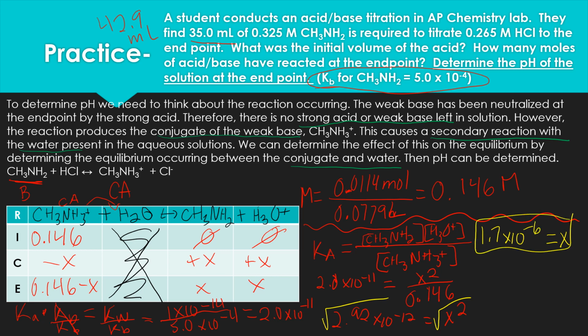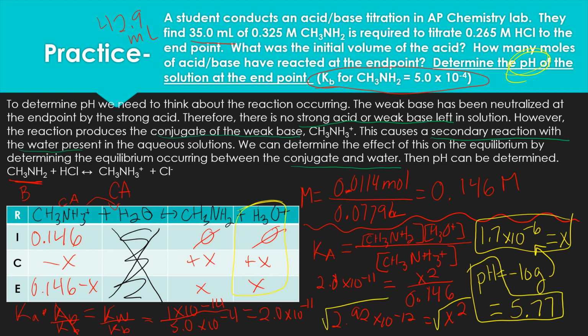Now remember, we're not done. Our whole goal here is to figure out the pH of the solution at the endpoint. But x gives us our concentration of H3O plus, which is the same as our concentration of hydrogen. So to find pH, we take the negative log of 1.7 times 10 to the negative 6th, and we get a pH of 5.77. And that is our final answer.